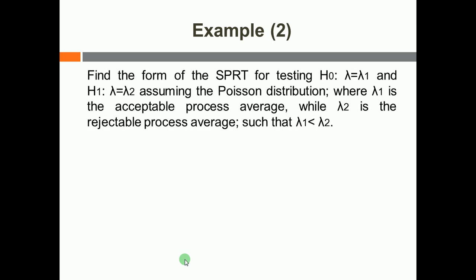In the second example, it is required to find the form of the SPRT for testing H0: lambda equal to lambda 1 versus H1: lambda equal to lambda 2, assuming the Poisson distribution. What would be the Poisson distribution in this case? Let's recall the case we worked on with the Bernoulli distribution.